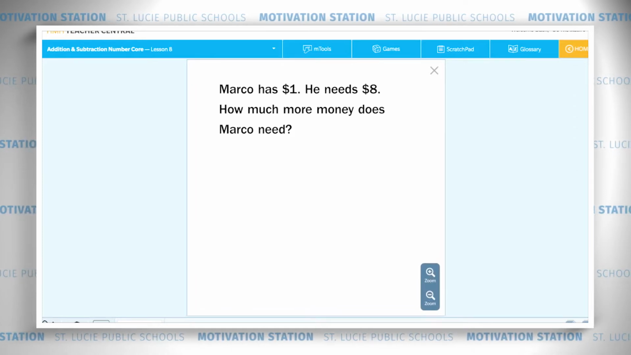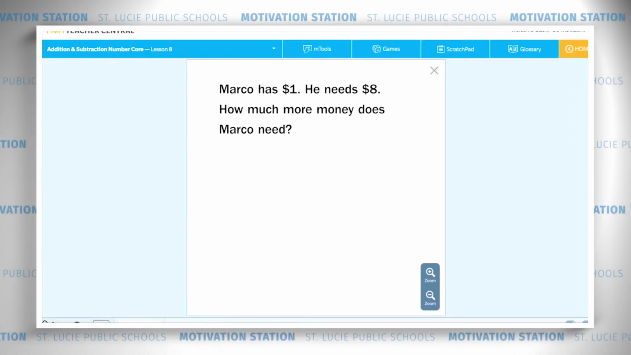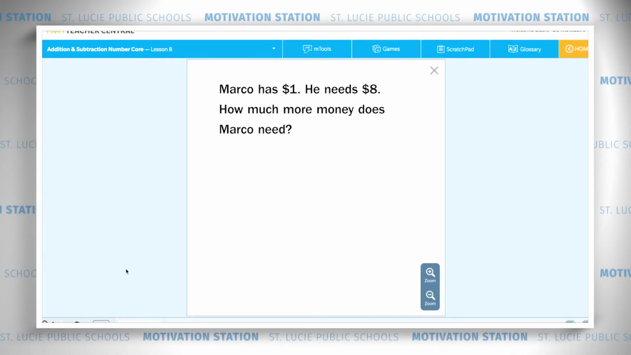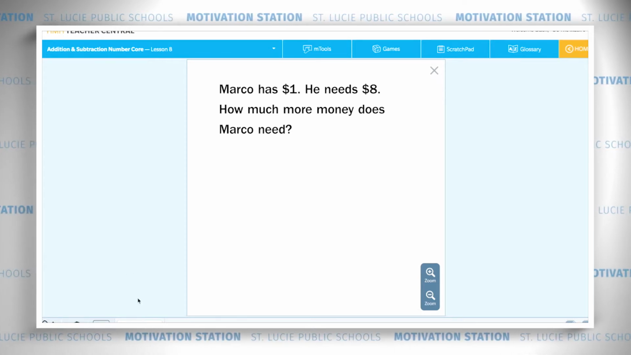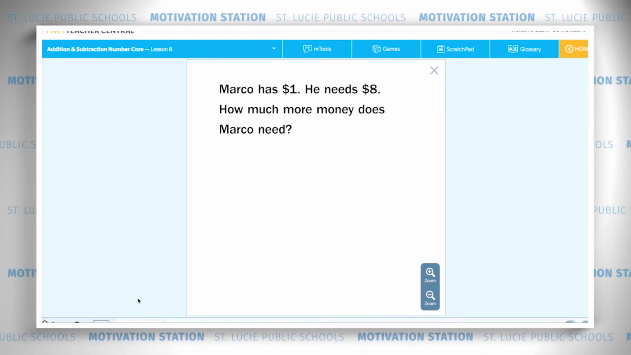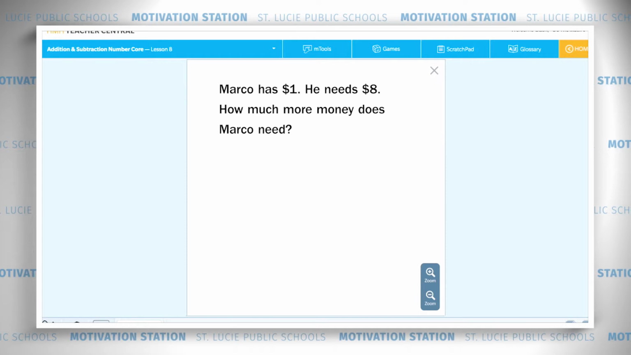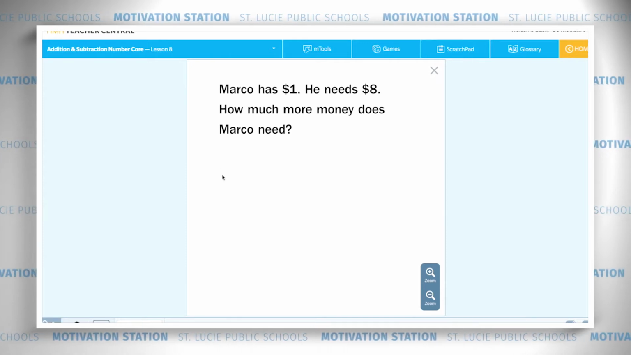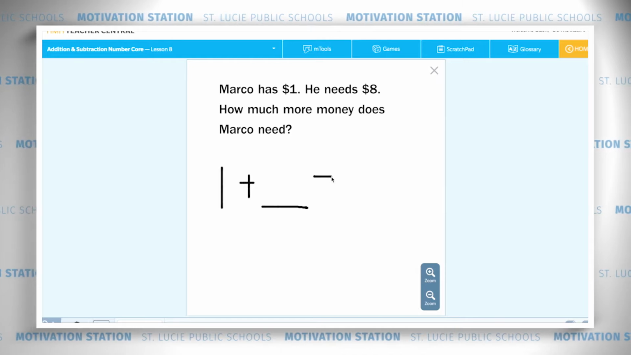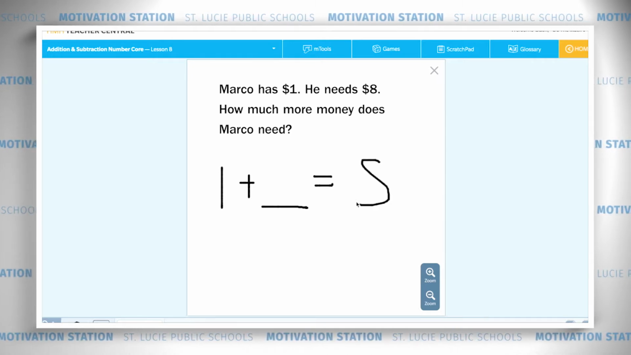Marco has $1. He needs $8. How much more money does Marco need? Now, we know Marco has $1 and he needs 8. We need to figure out how much more money he needs. What equation can we write? 1 plus, we don't know, that's our missing addend, equals 8, a total of 8.